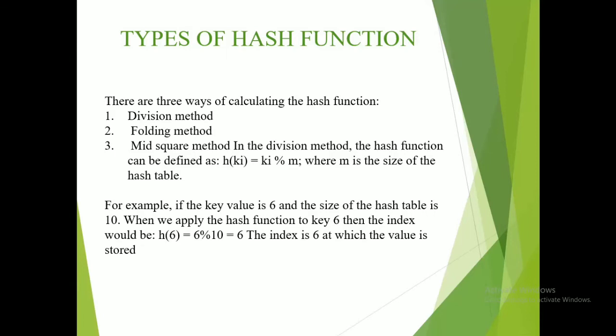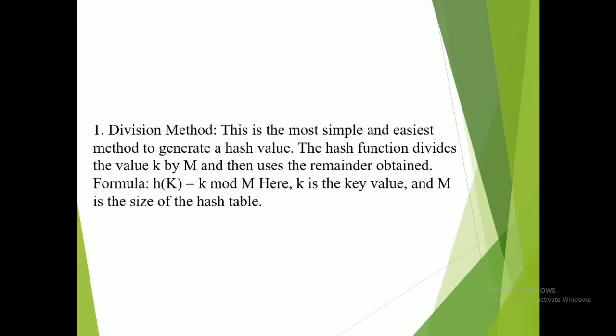For example, if the key value is 6 and the size of the hash table is 10, when we apply the hash function to the key, the index would be h(6) = 6 mod 10 = 6. The index is 6, at which the value is stored.